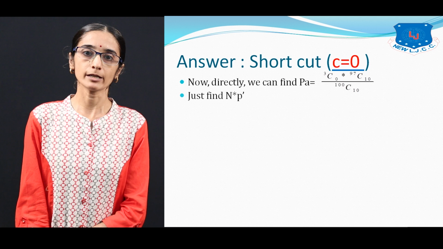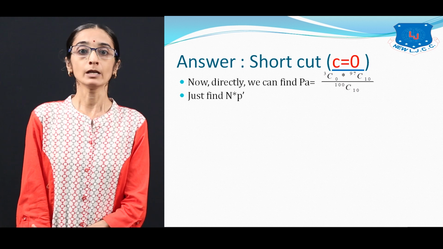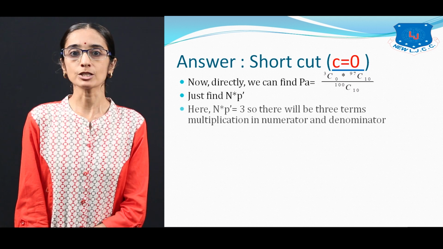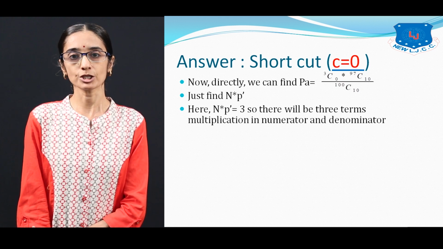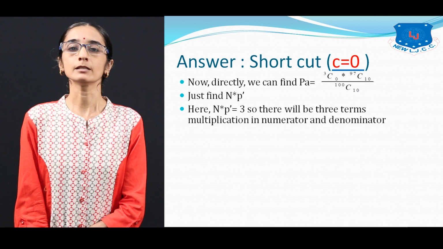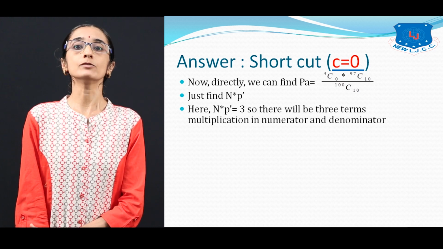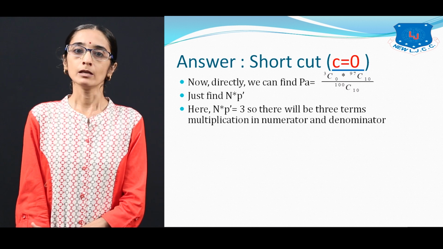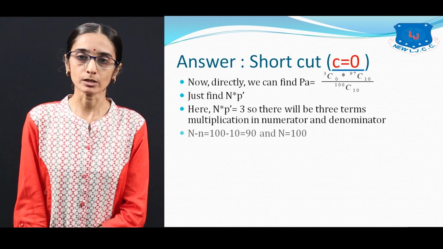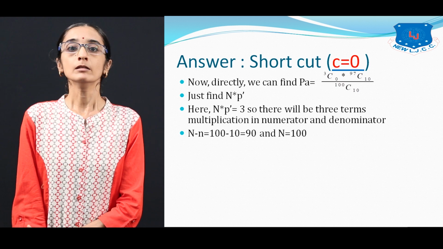Now first calculate capital N P dash. Here capital N P dash is equal to 3. So there will be the multiplication of 3 terms in the numerator as well as the denominator in the final answer. Now find the value of capital N and small n.